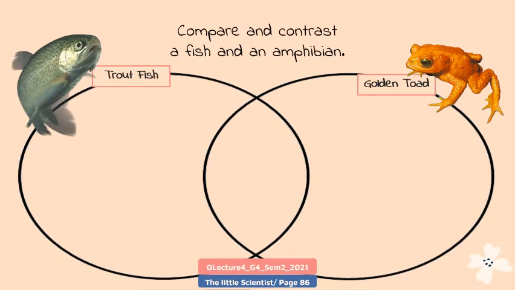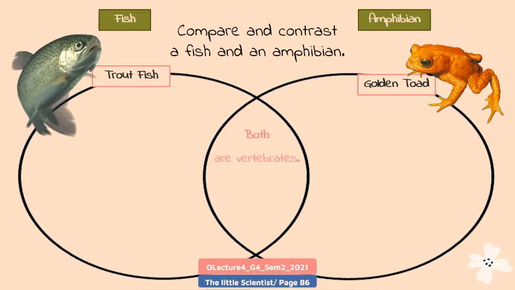In this slide, we'll be comparing two different animals, the troutfish to a golden toad. The troutfish that belongs to the fish group and the golden toad that belongs to the amphibians group. Help me with this. How are these two animals similar and how are they different? Both the troutfish and the golden toad are vertebrates, oviparous, and cold-blooded. Now, how are they different?